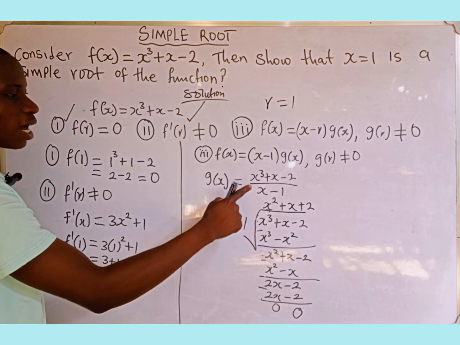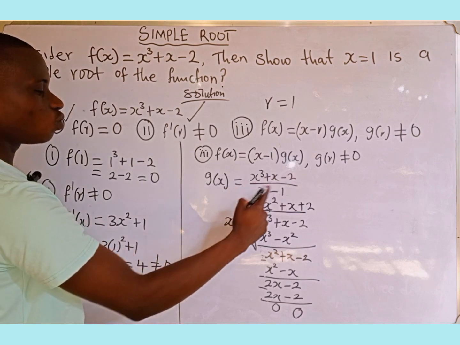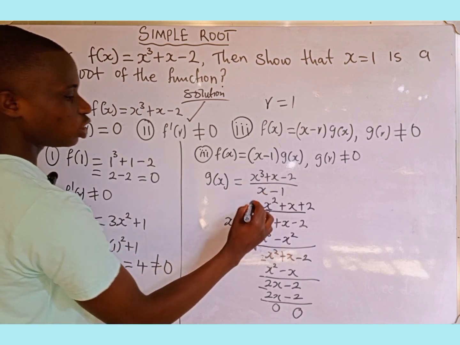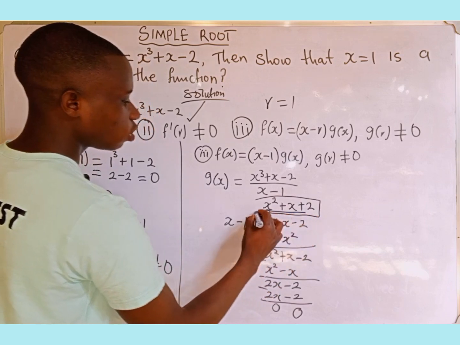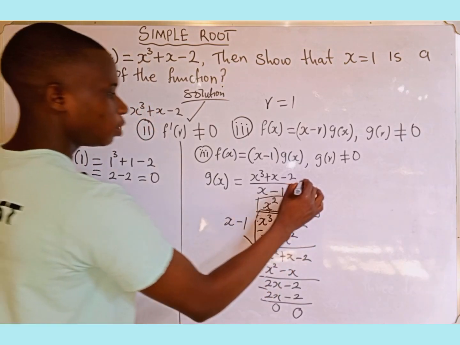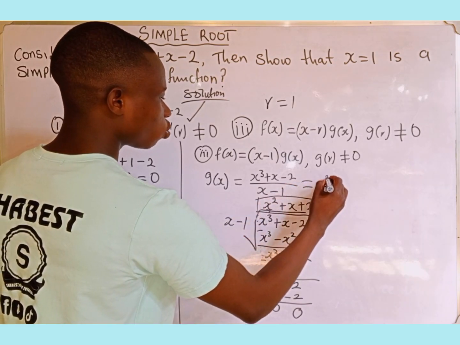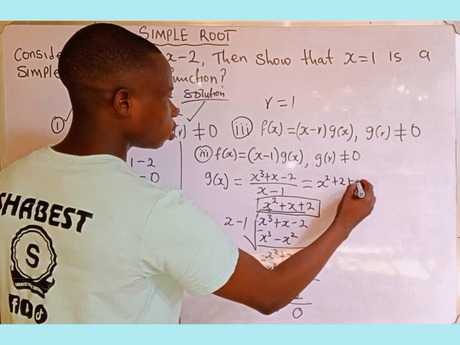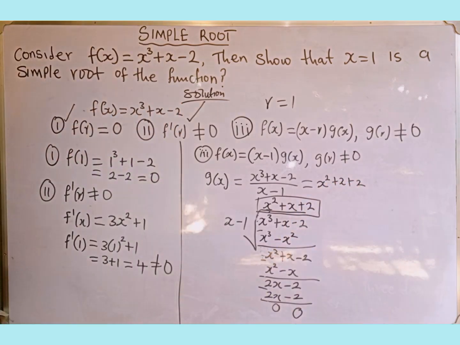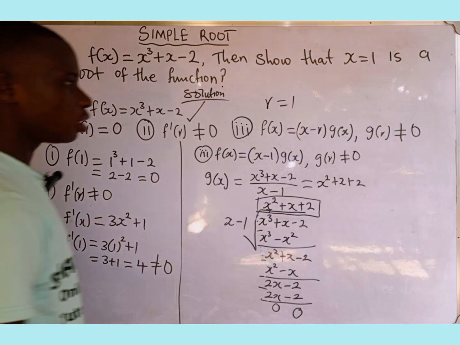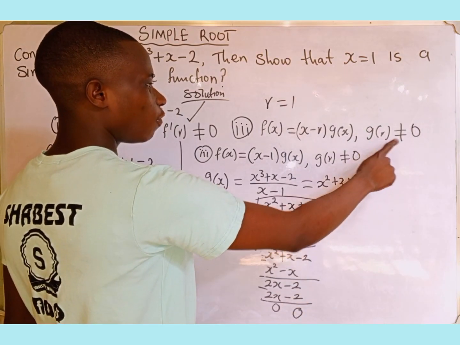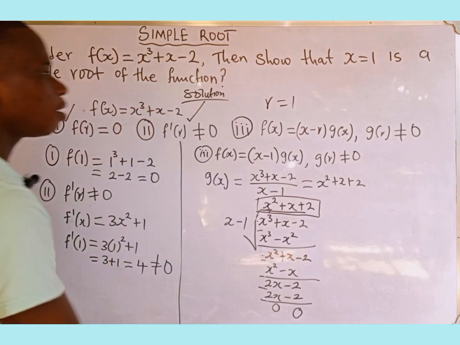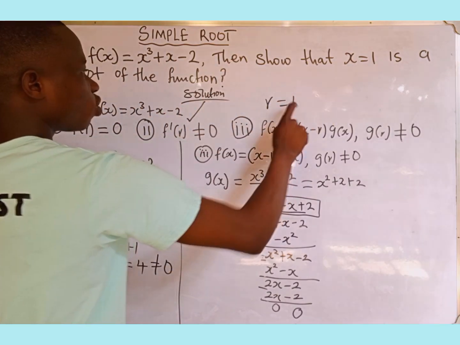Therefore, this polynomial x cubed plus x minus 2 over x minus 1 is equal to x squared plus x plus 2, with remainder 0. So this is g of x. Now we have successfully gotten the g of x, and the condition says that g of r is not equal to 0. And remember, r from the question is equal to 1.